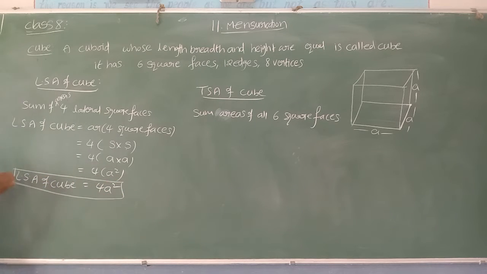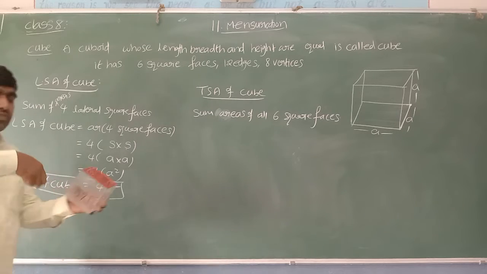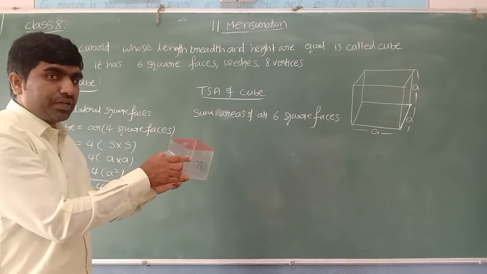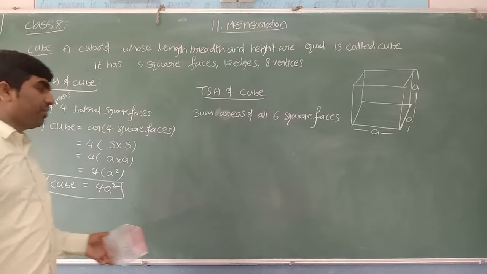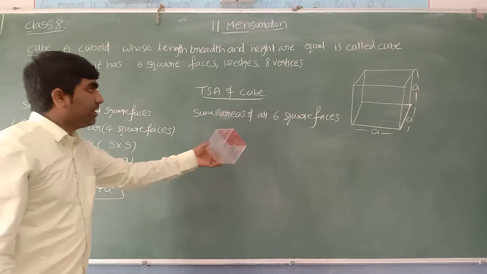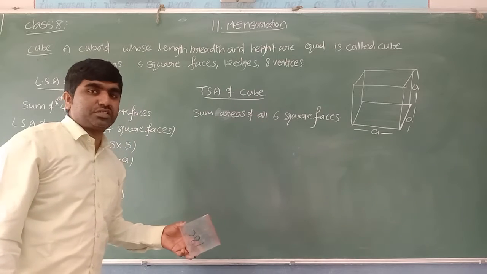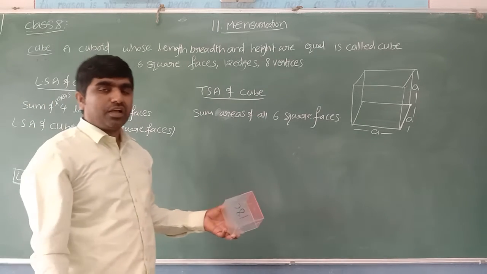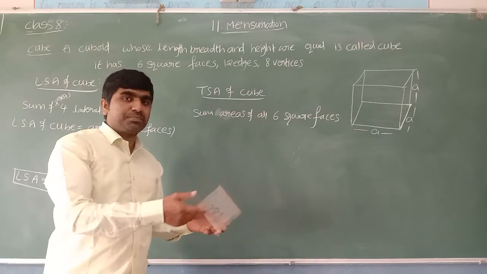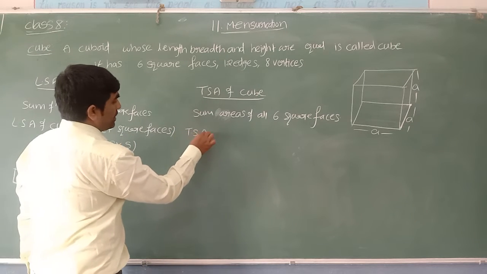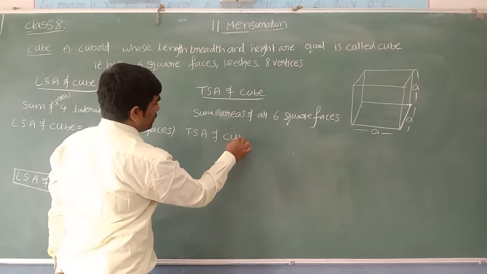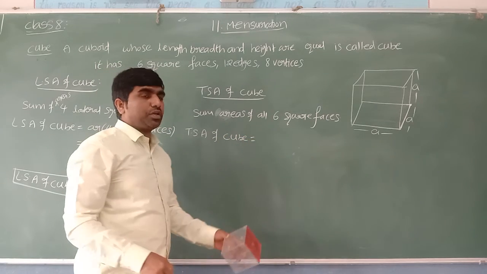Lateral surface area of a cube is the area of 4 square faces. One square face is side into side, A into A, A square. 4 faces, 4A square. Similarly, TSA means the area of 6 faces. One face is A square, 6 faces, 6A square. That's all.